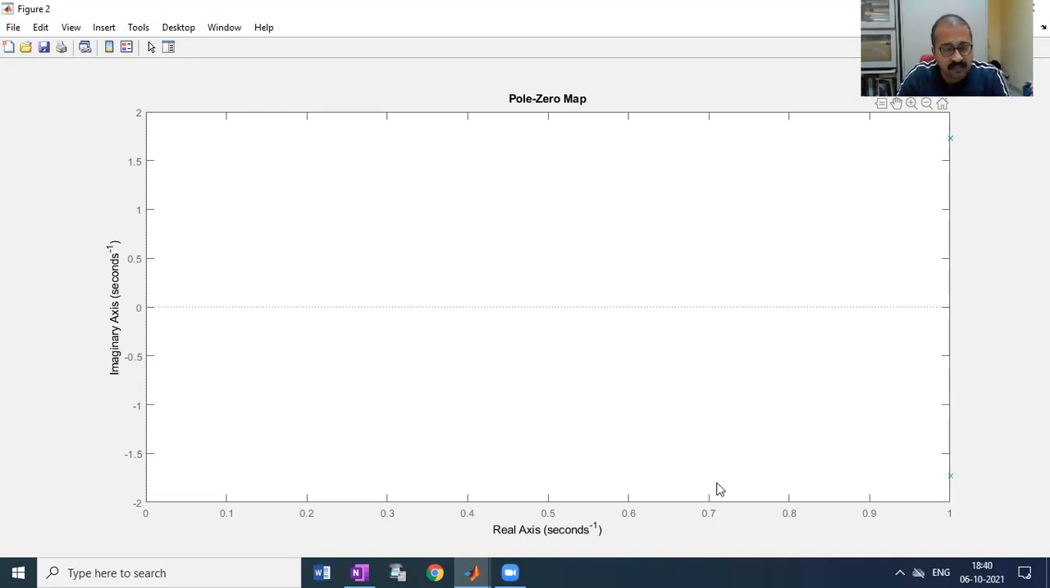To check the stability, you need to have the characteristic polynomial, and with the help of the command roots, you can check the system stability.